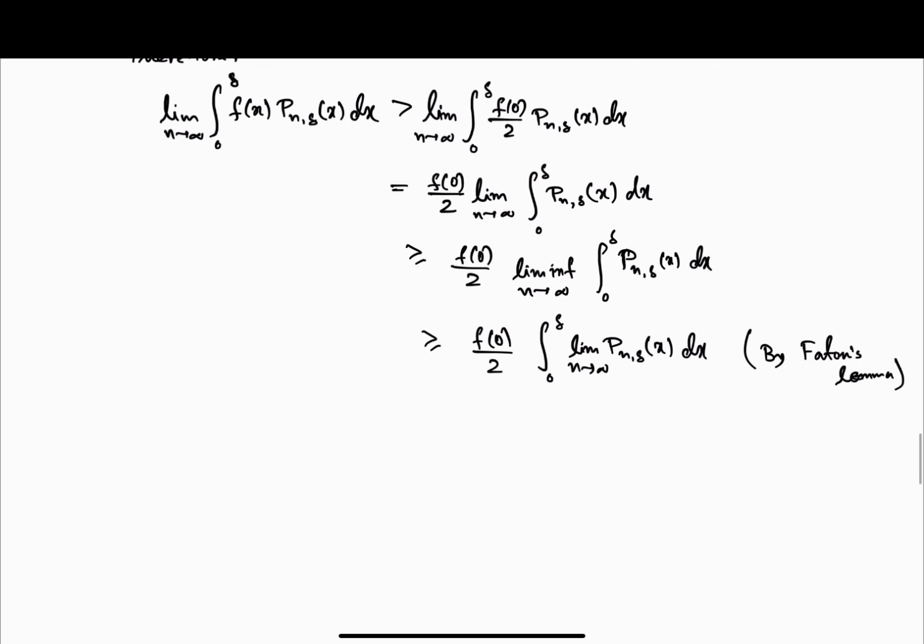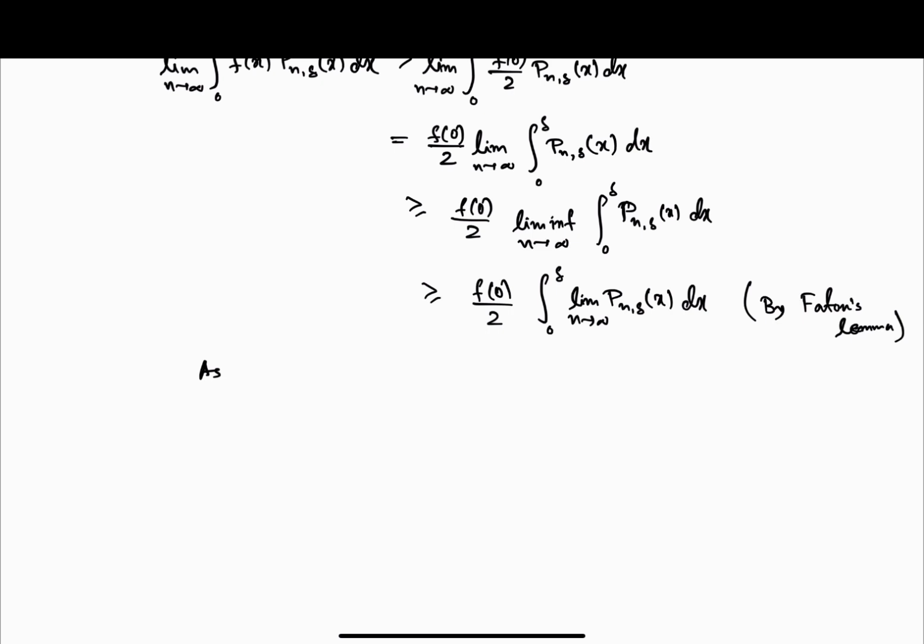Now what is the limit of P_n,delta in this region? Note as P_n,delta of x is strictly bigger than 1 for any natural number, the limit as n tends to infinity of P_n,delta, basically it looks like this, right? (1 plus cos x minus cos delta) to the power n, and this quantity is strictly bigger than 1, right?